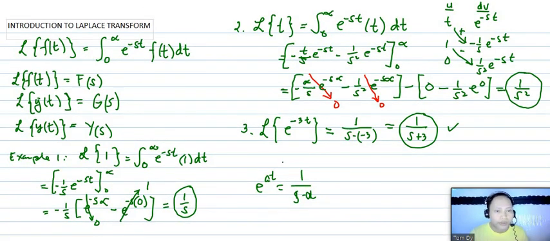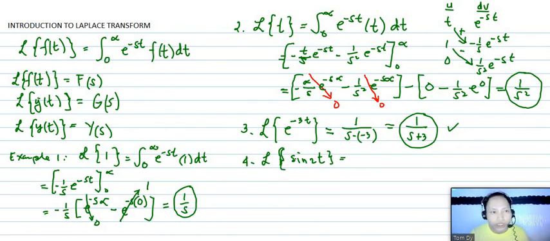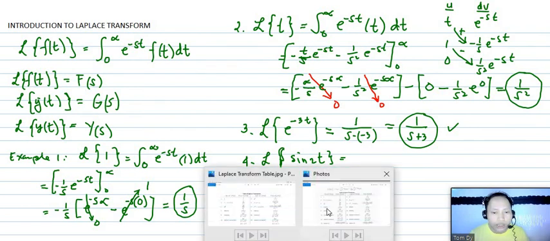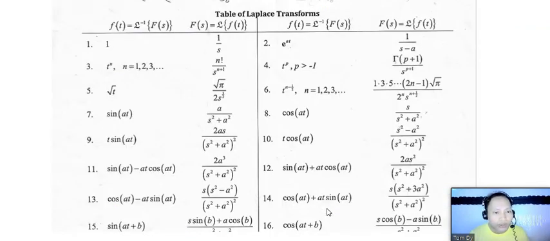Another example. Okay, so we will now erase this one. Another example, let's say example number 4. We're going to find the Laplace transform of sine 2t. So for the Laplace transform of sine 2t, we have to look at our table of Laplace transform, that is sine 2t. Okay, sine 2t.